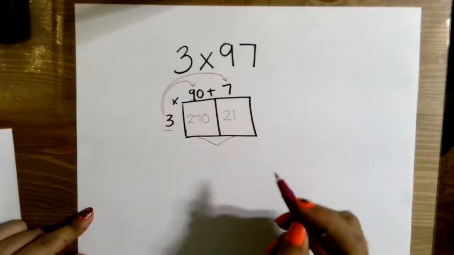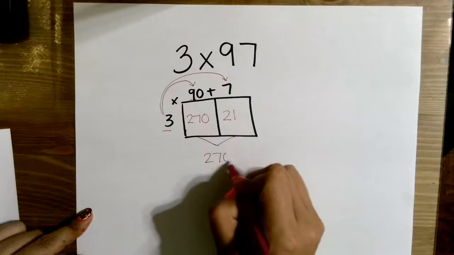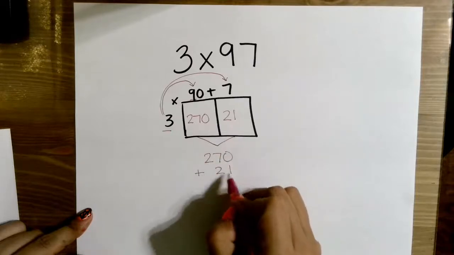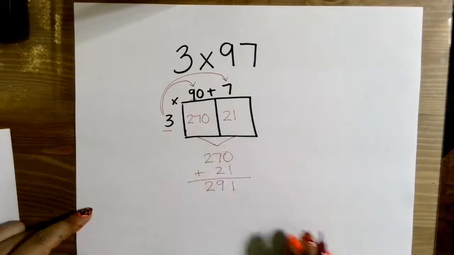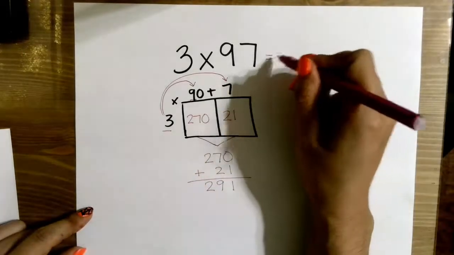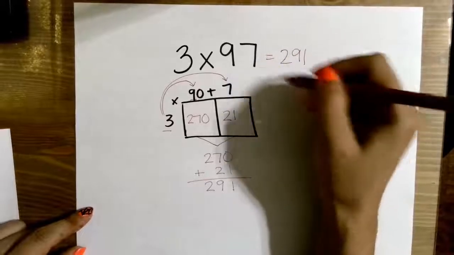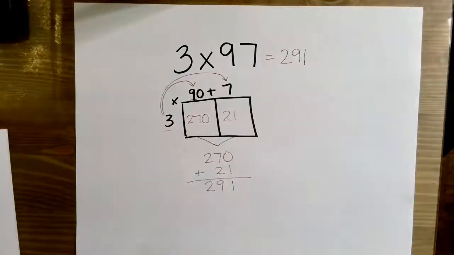Now put the pieces back together. 270 plus 21, which equals 291. Okay, so the product, the final answer would be 291.